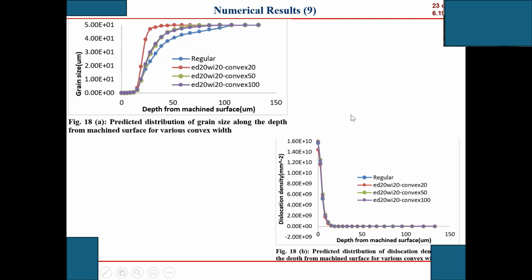So here is the depth from the machined surface, grain size. Now this time we change the convex length. You can see this curve deviates from all the other three curves. We are checking the effect of convex length. The depth from the machined surface, from here going down, is the grain size. This is the distribution density. This is grain size, I'm sorry.